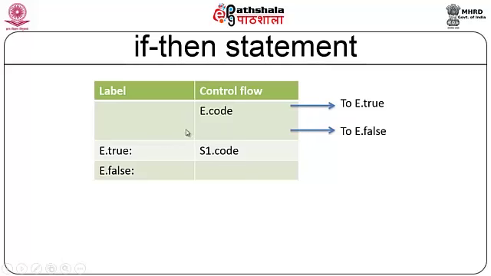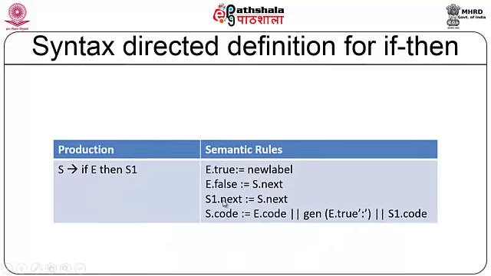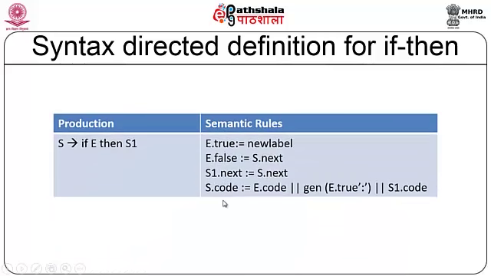In the true label, you have the code corresponding to the statement S1. In the false label will typically be whatever should be carried out if this expression fails. So, the statement which is following immediately after the if then construct should be evaluated, and that will be part of the E dot false situation. So, based on this we have the syntax directed definition.